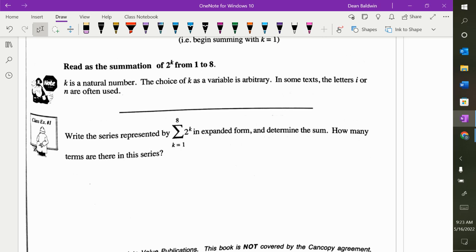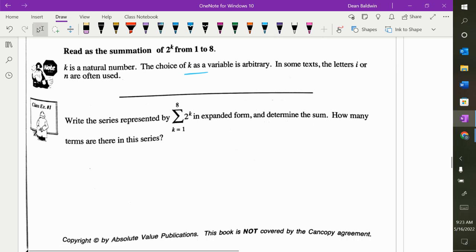All right. Like I said, K doesn't have to be K, it can be I, J, N, whatever. Okay. So write the series represented by the sum from K is equal to 1 to 8 of 2 to the power of K in expanded form and determine the sum. How many terms are there in the series? Okay. So we just started that actually. So let's just quickly do it again.